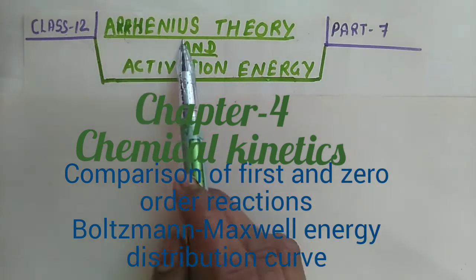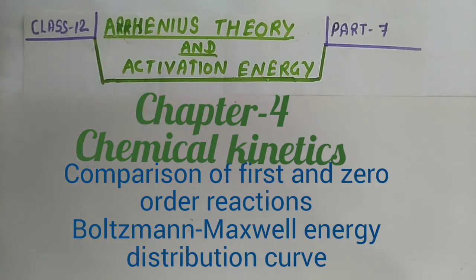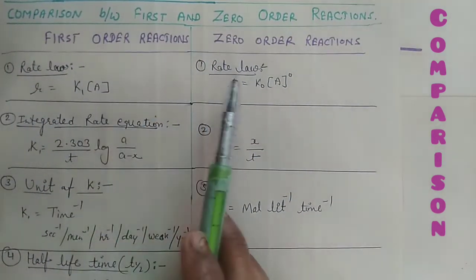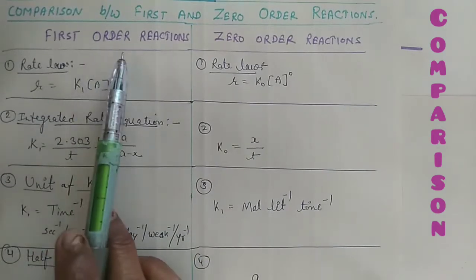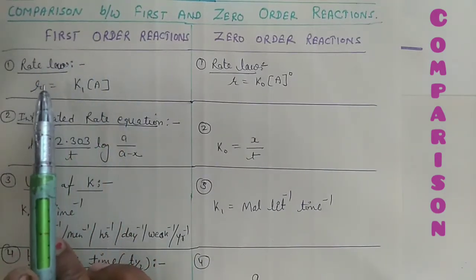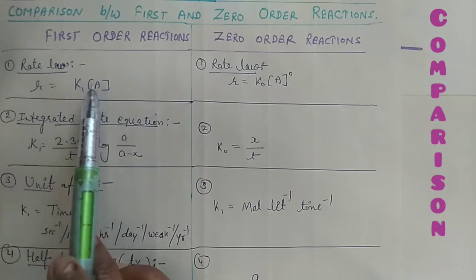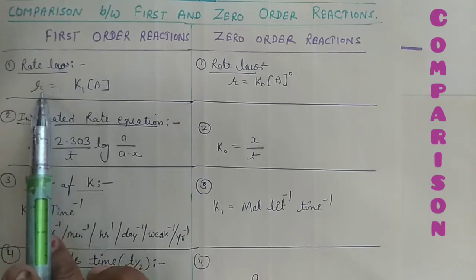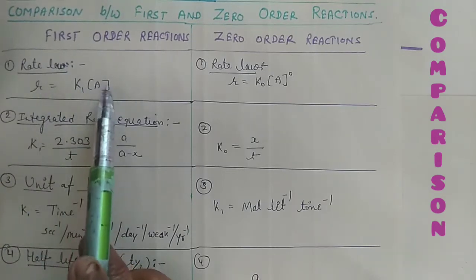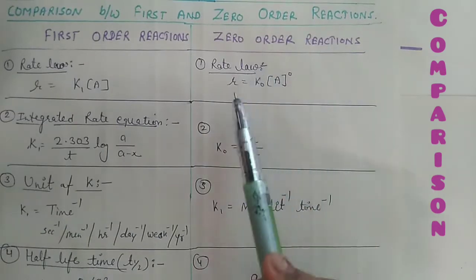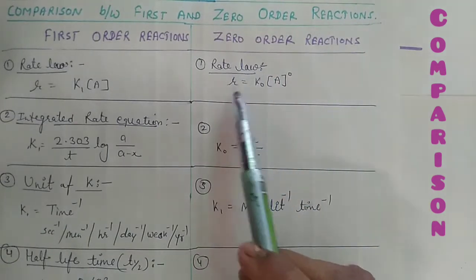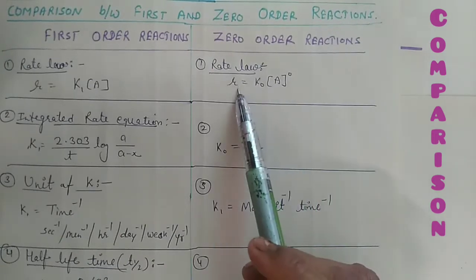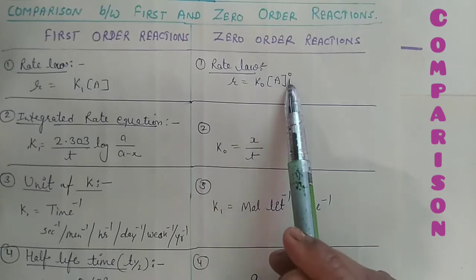Before discussing the Arrhenius theory, I will revise the differences between first order and zero order reactions. First order reactions are reactions for which the rate of reaction depends upon the first power of the concentration of the reactant, meaning its rate law is R = K1[A]^1. While for zero order reactions, the rate of reaction depends upon the zeroth power of the concentration of the reactant, meaning R = K0[A]^0.